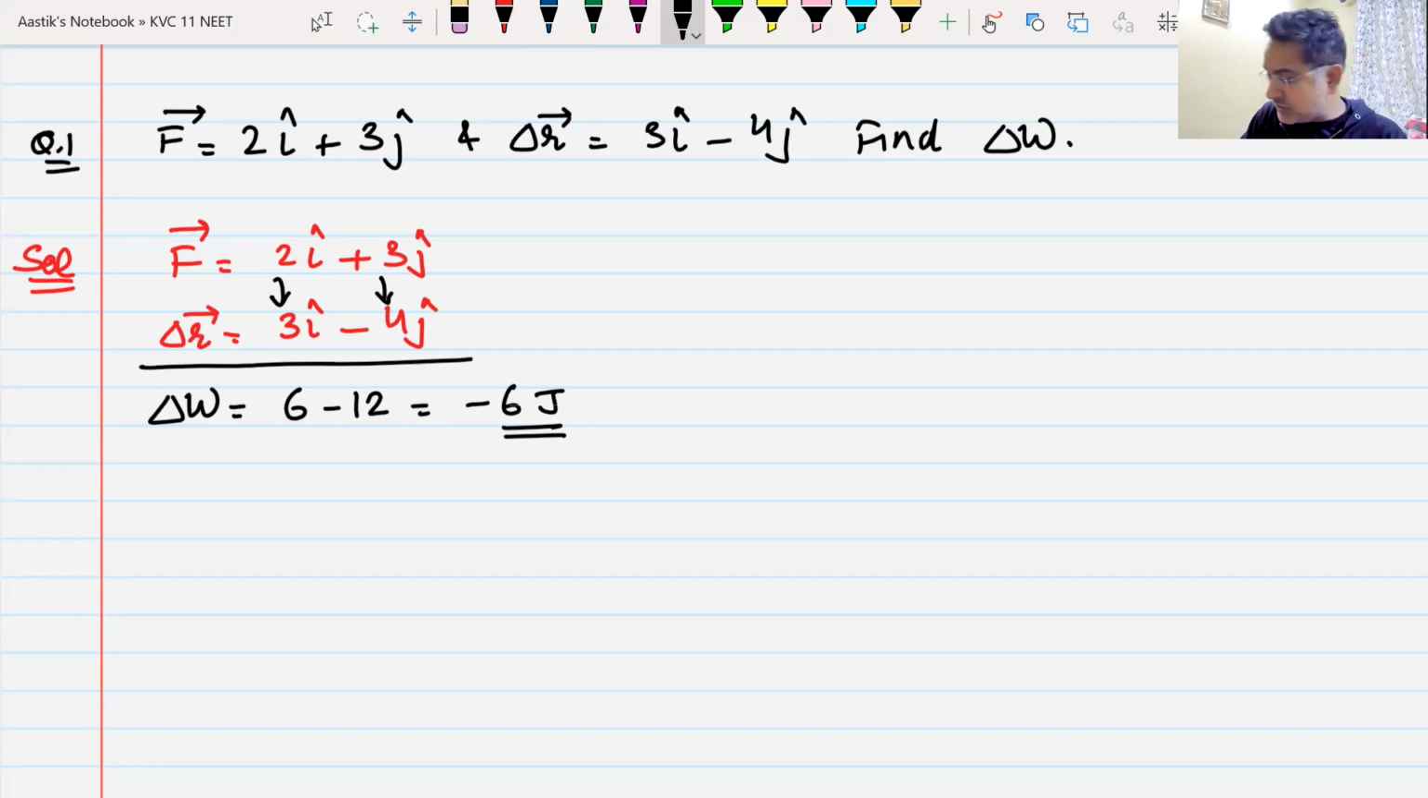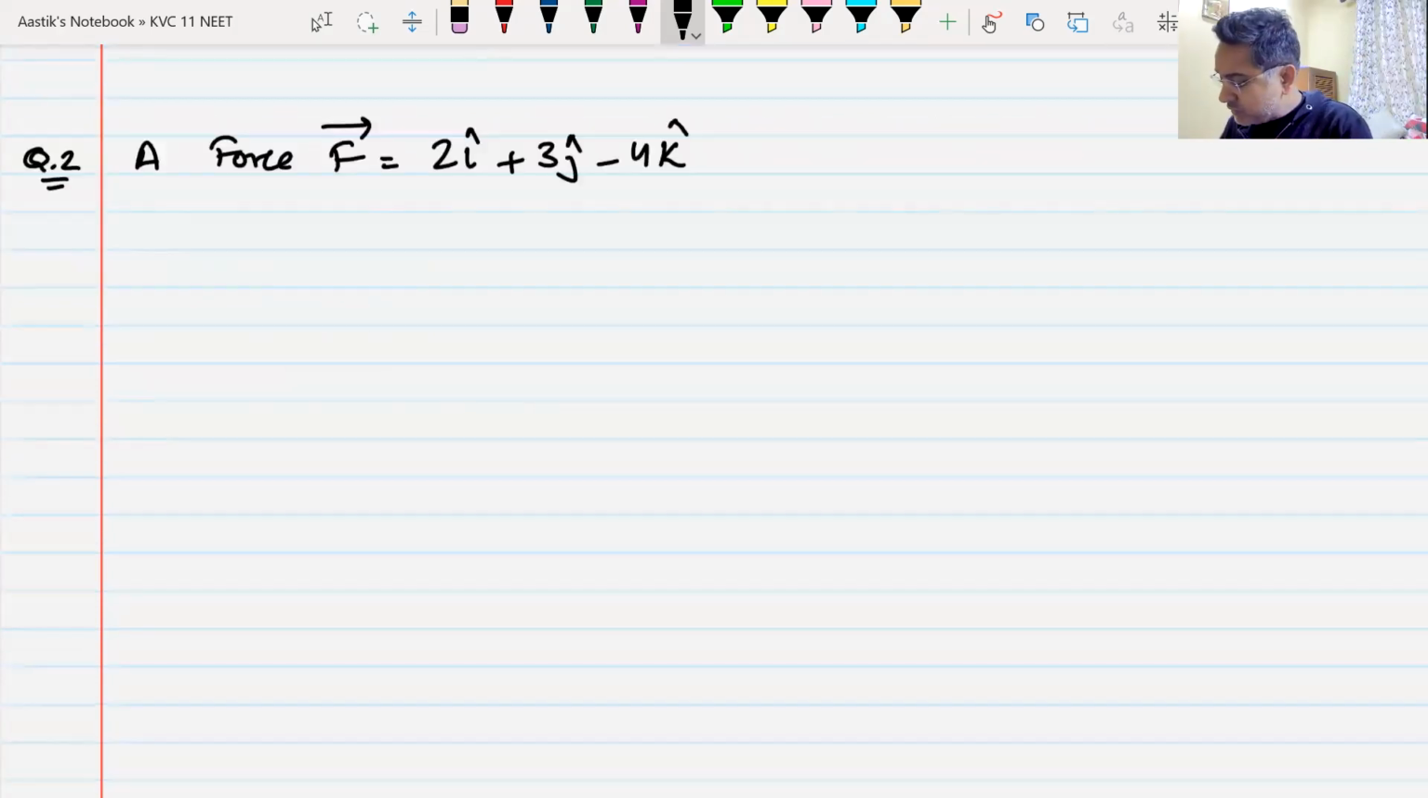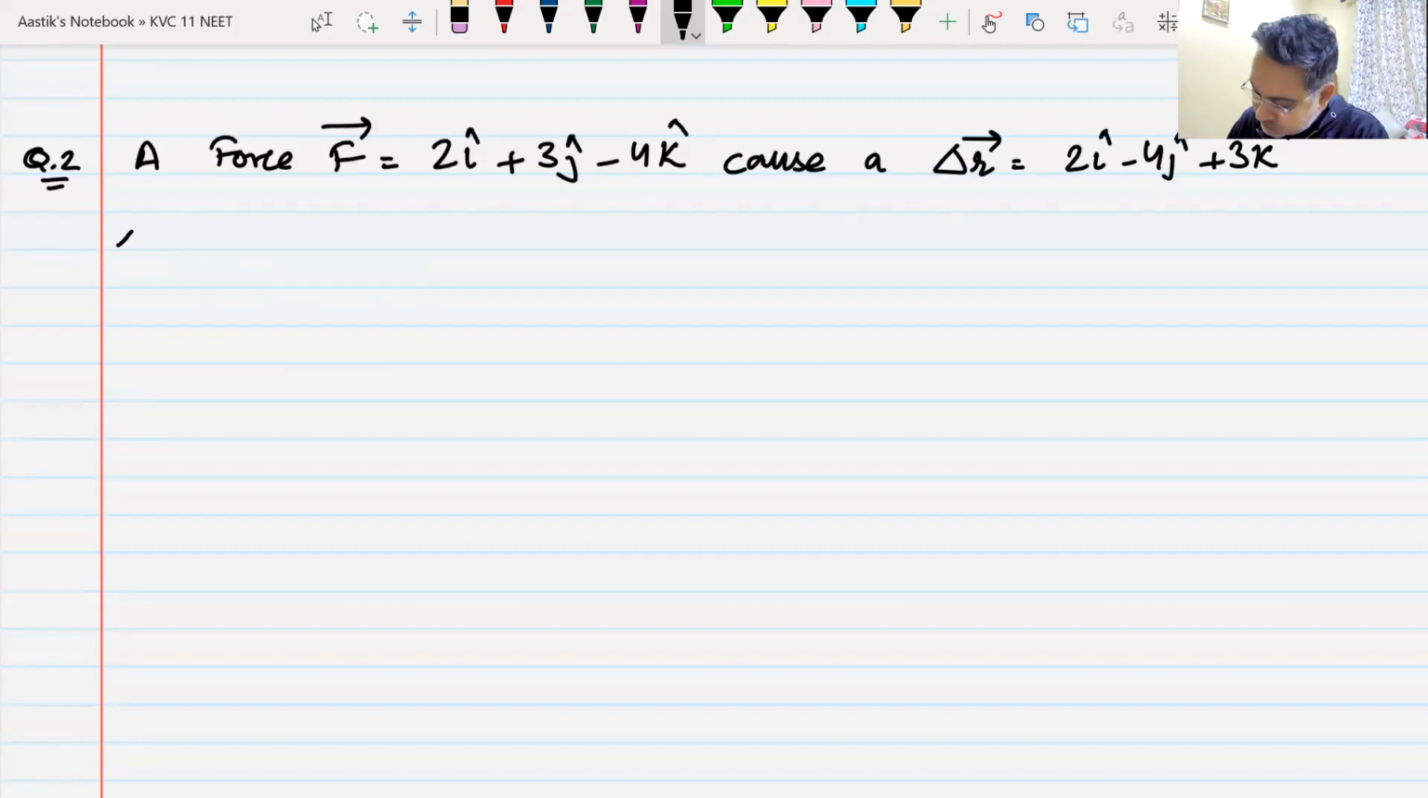Then comes the next question. You are given a force 2i plus 3j minus 4k that causes a displacement. The displacement is 2i minus 4j plus 3k. You have to find the work done by this force, and I'll give you 2 minutes to do this. I hope you can do this. It's a simple question. 2 minutes.